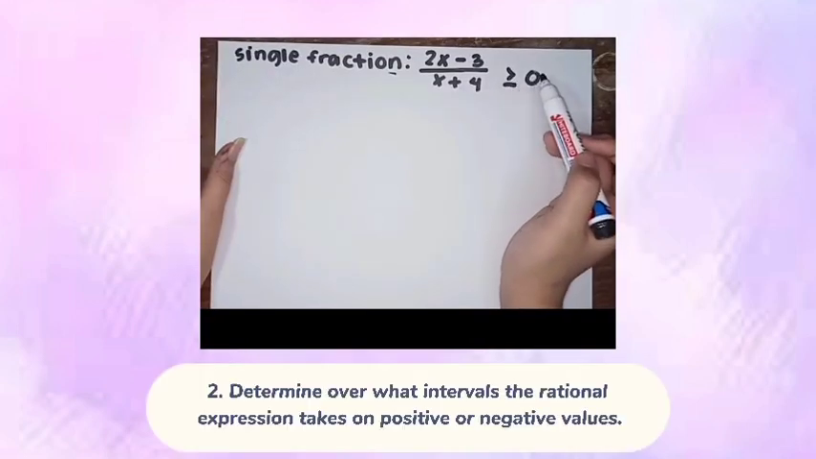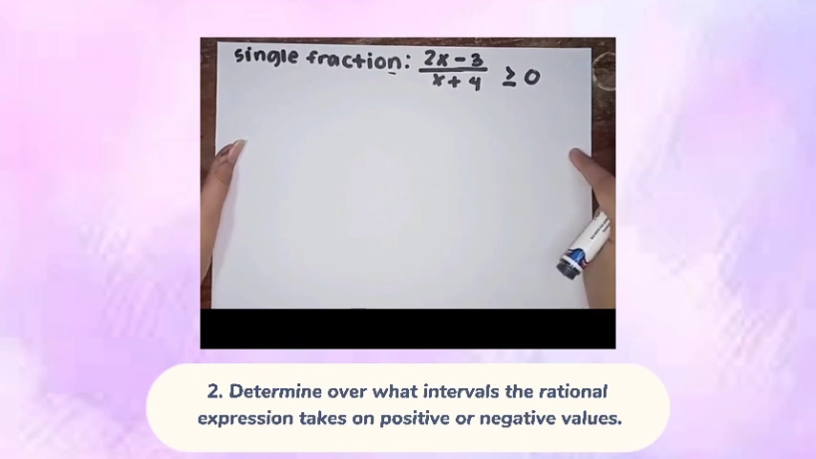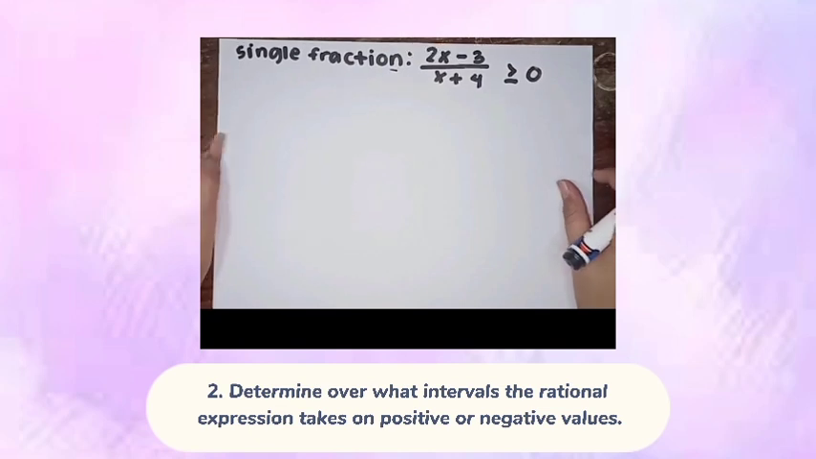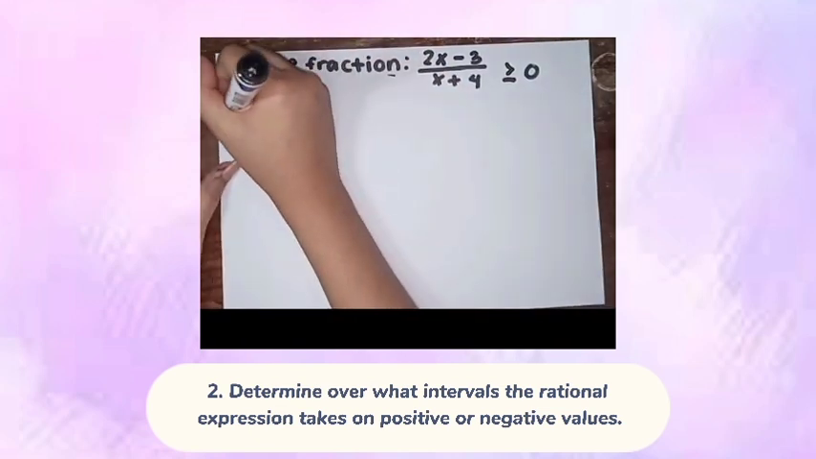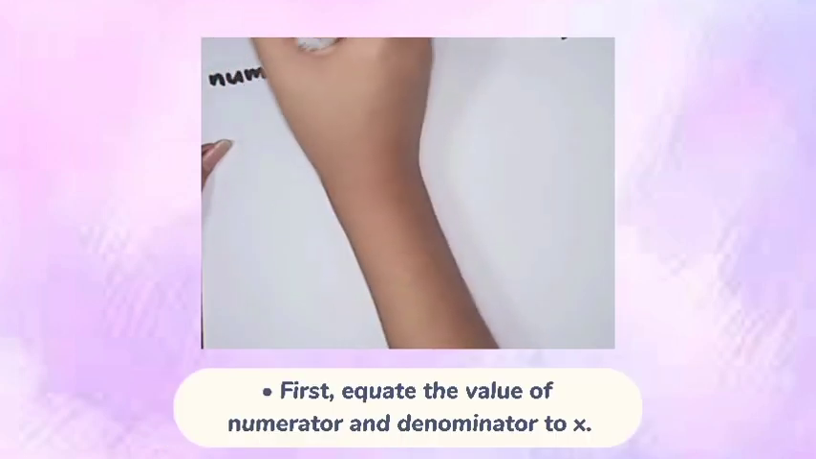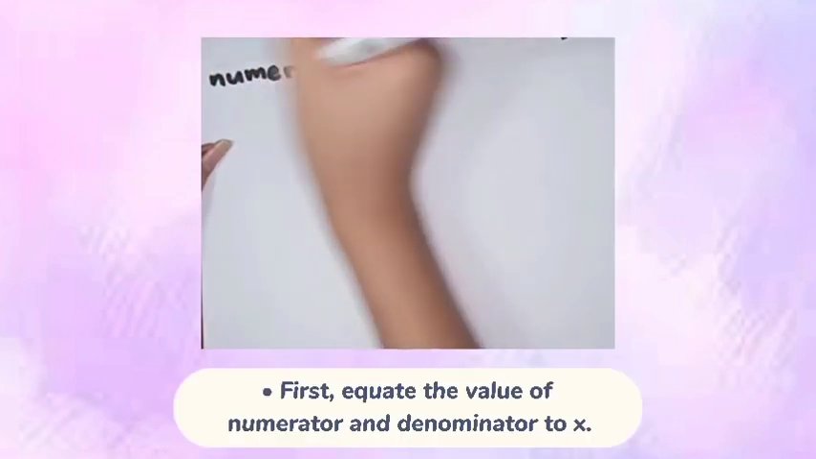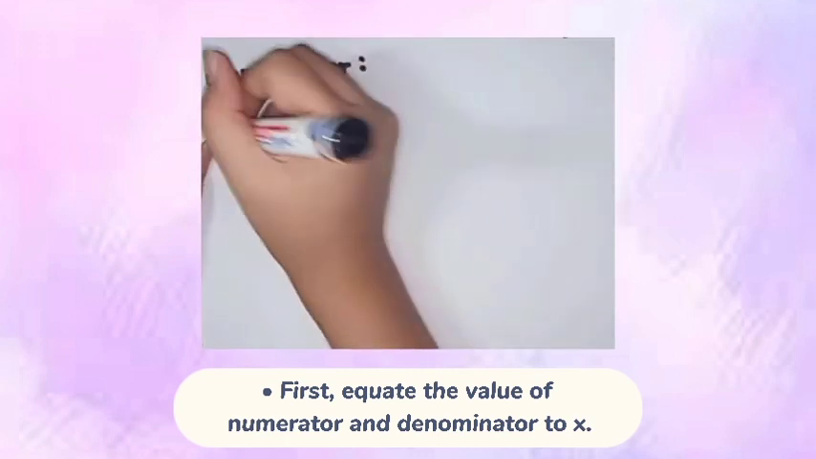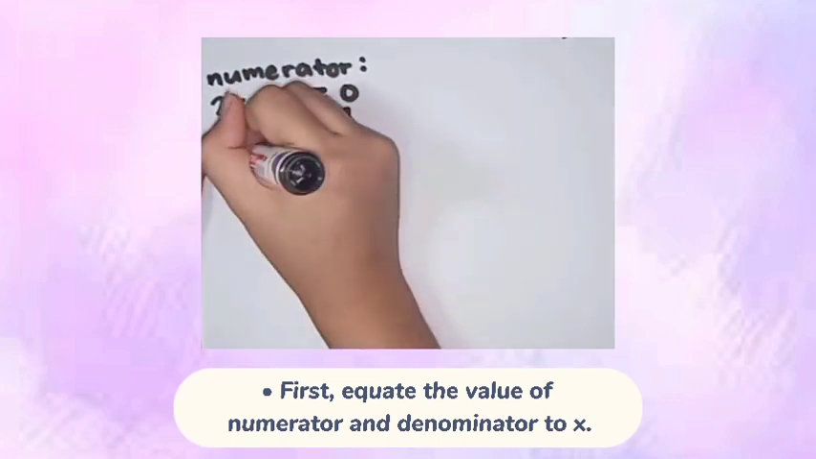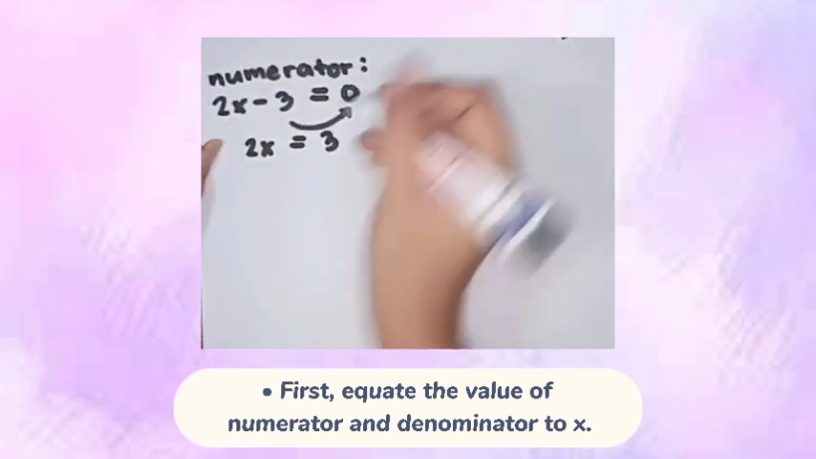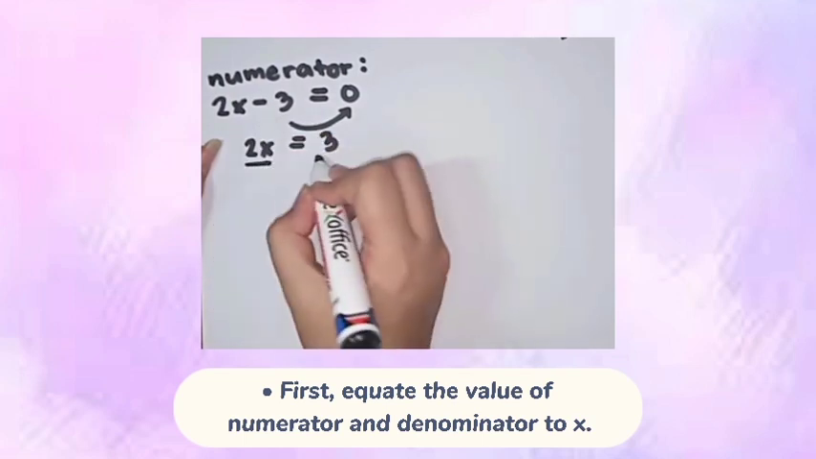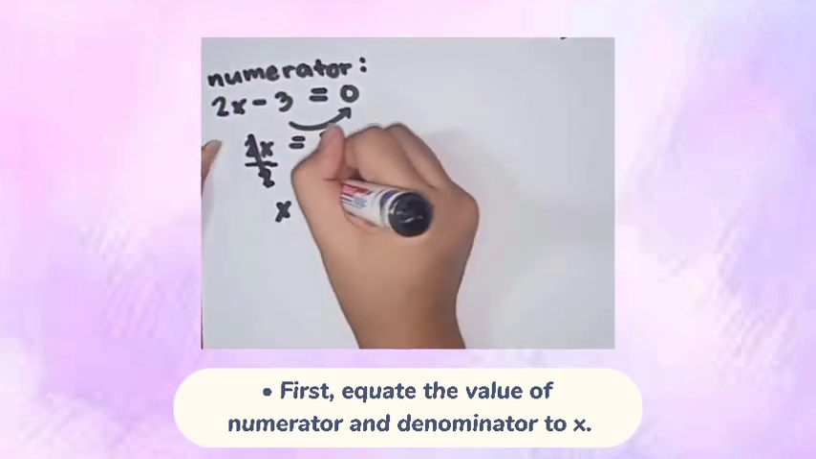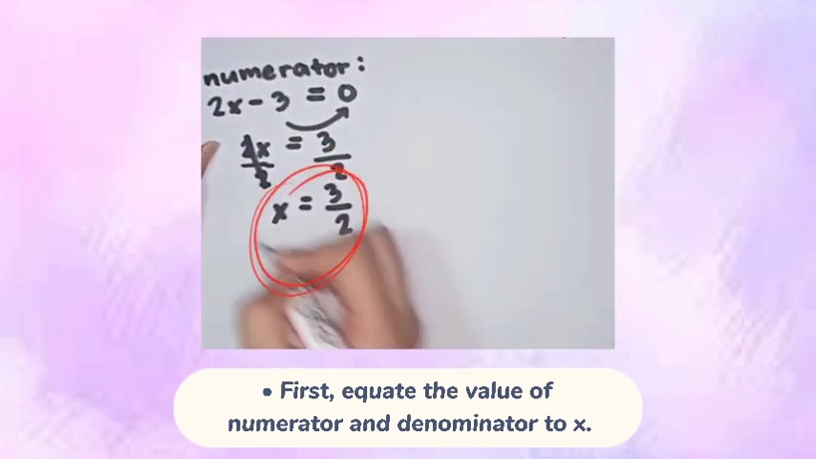Since it is now a single fraction, we are going to determine over what intervals the rational expression takes on positive or negative values. First, let us equate the value of the numerator and denominator to x. So for the numerator, 2x minus 3 is equal to 0. So transpose: 2x is equal to 3. And then divide both sides by 2. Thus, we have x is equal to 3 over 2.